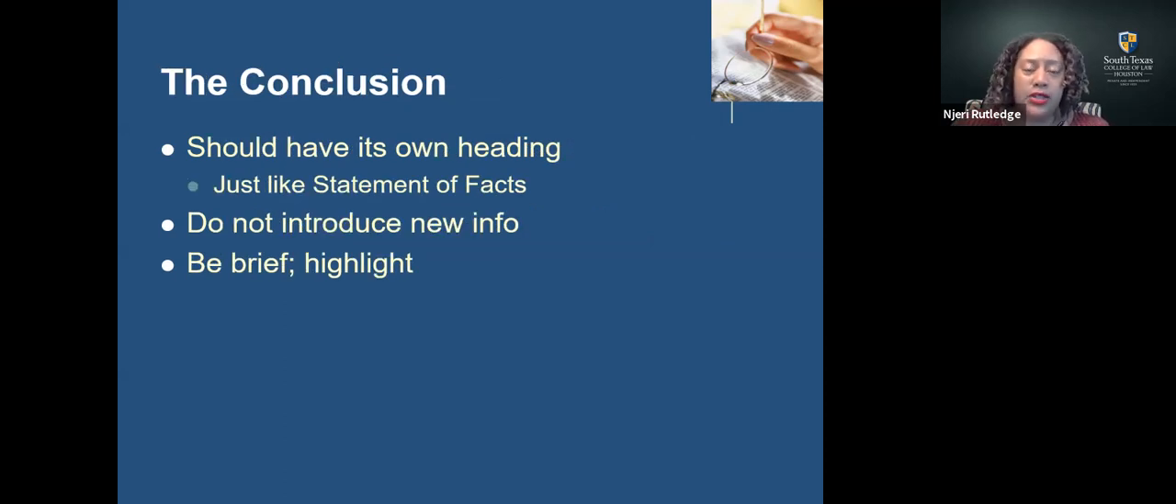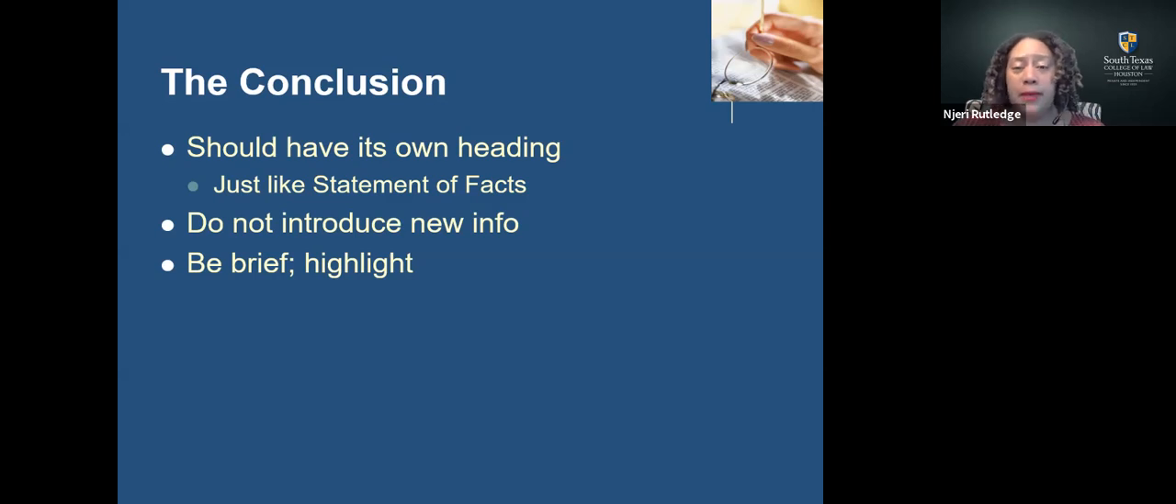The last section in a memo is the conclusion. It has its very own heading. Too often I have students that skip the heading. You need to write conclusion in your memo, and it needs to be bold and centered. It should not be an opportunity for you to try to introduce new arguments or insights or any of that. Instead, you are briefly highlighting your top points.